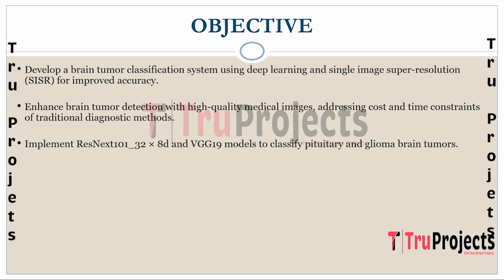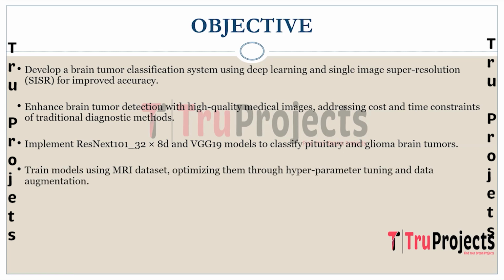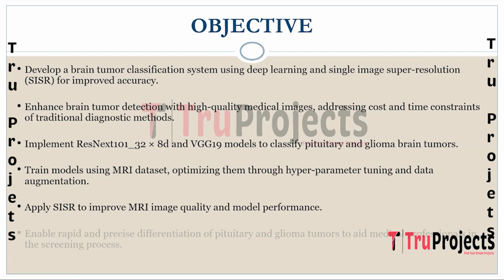The specific objectives include implementing robust ResNet and VGG19 models to classify two types of brain tumors, which are pituitary and glioma. The models are trained using a dataset of MRI images, and they are optimized with hyperparameter tuning and data augmentation techniques. The SISR technique is applied to enhance the basic features of the MRI images, improving the performance of the models. The ultimate goal is to provide a quick and accurate approach to distinguish between patients with pituitary and glioma tumors, assisting doctors and radiologists in the screening process.